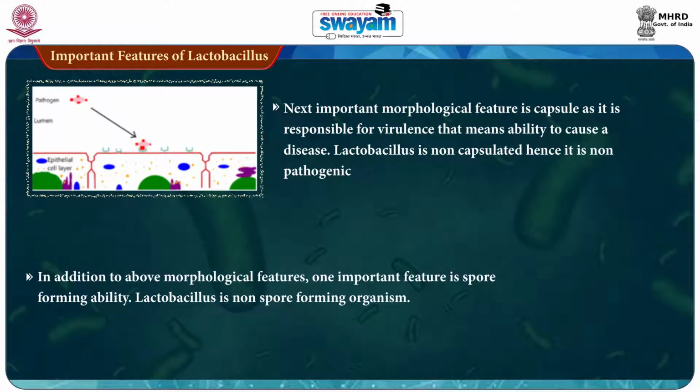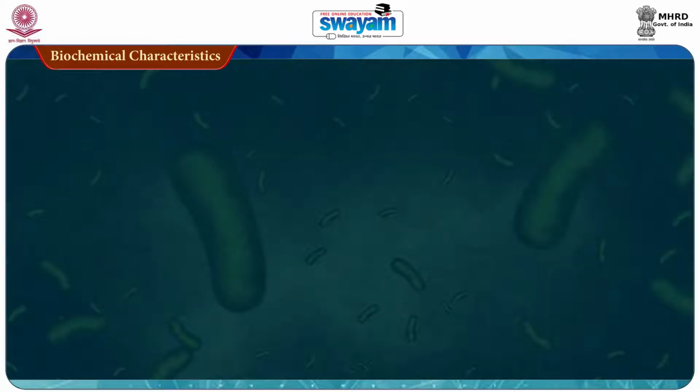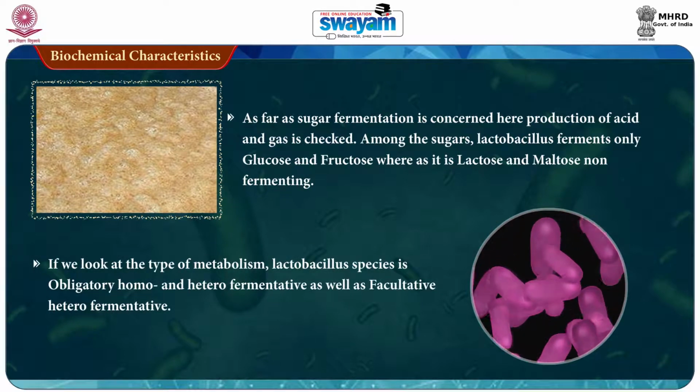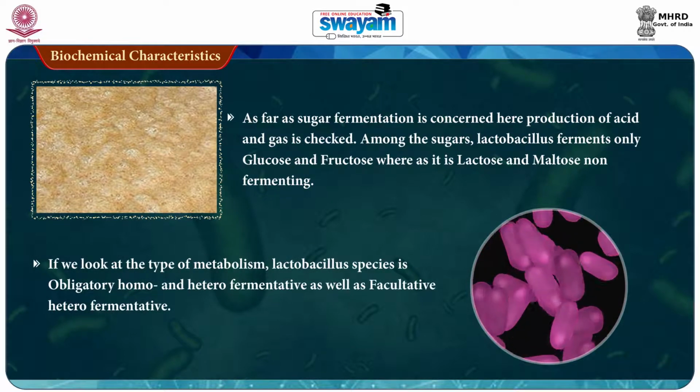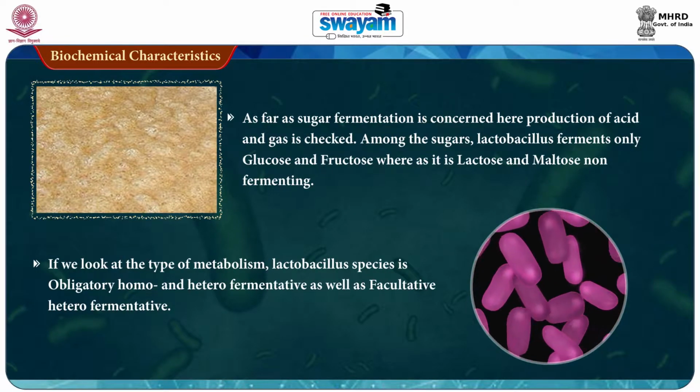In addition to the above morphological features, one important feature is spore forming ability. Lactobacillus is a non-spore forming organism. Now let's have a look at the biochemical features of Lactobacillus. As far as sugar fermentation is concerned, here production of acid and gas is checked. Among the sugars, Lactobacillus ferments glucose and fructose, whereas it is lactose and maltose non-fermenting. If you look at the type of metabolism, Lactobacillus species are obligately homofermentative and heterofermentative as well as facultatively heterofermentative.